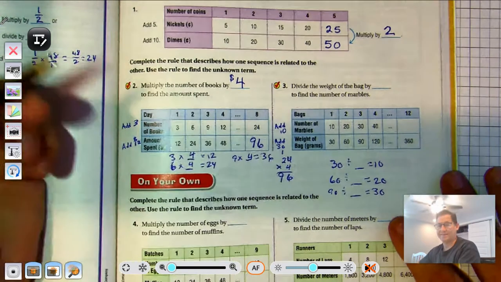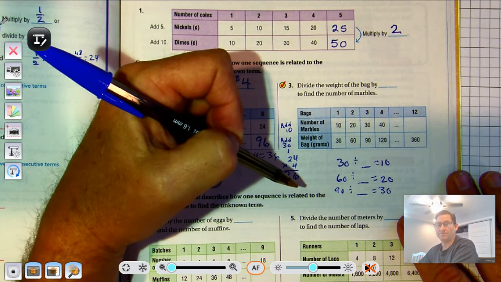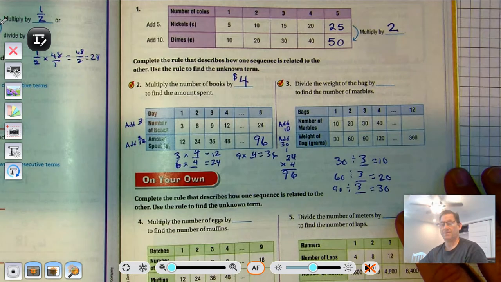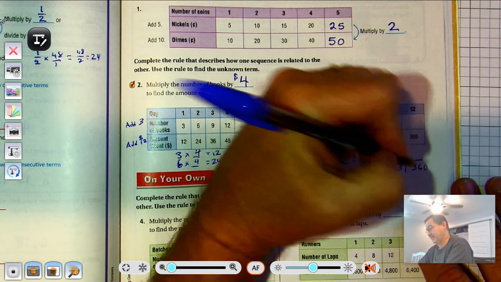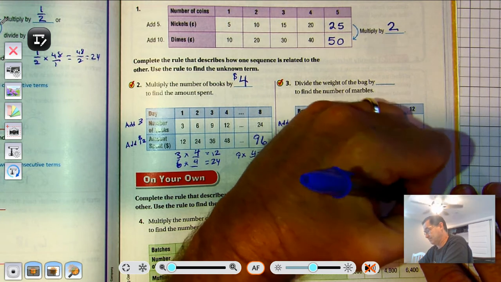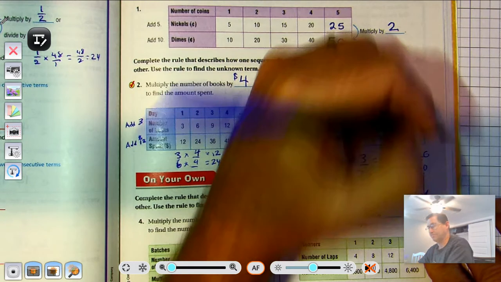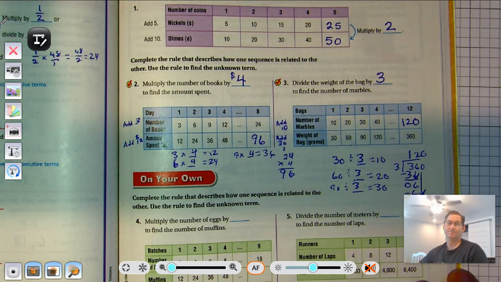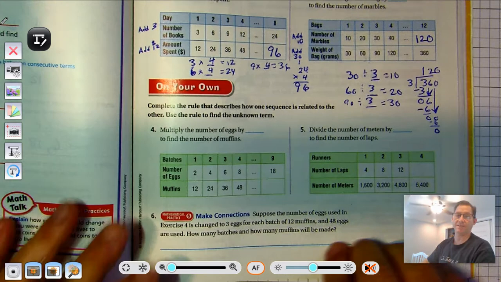All right, so 30 divided by what is 10? In other words, what's the relationship between the weight of the bags and the marbles? Well, the bags are 3 times as heavy. So if I divide each of these by 3, I'd get the number of marbles. So we can take 360 and divide by 3. So 120. Okay, so divide the weight of the bag by 3 to find the number of marbles is a rule that we could use to solve that table or to find unknown numbers in the table.